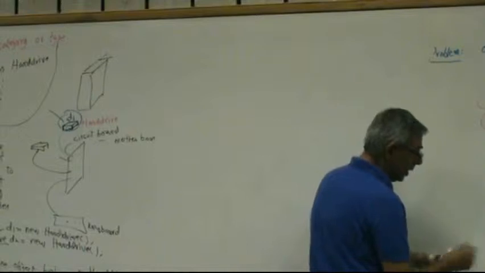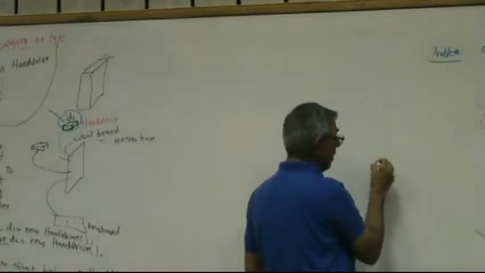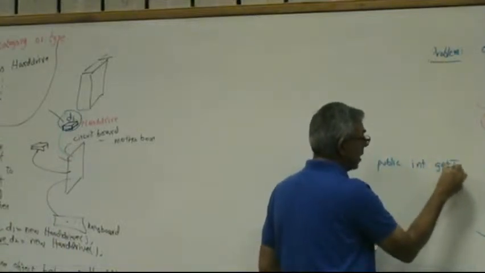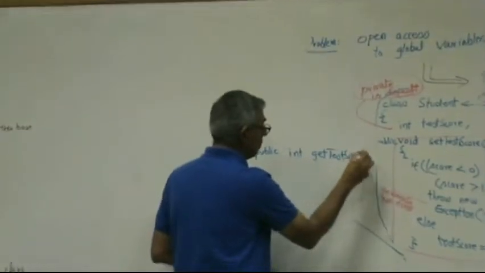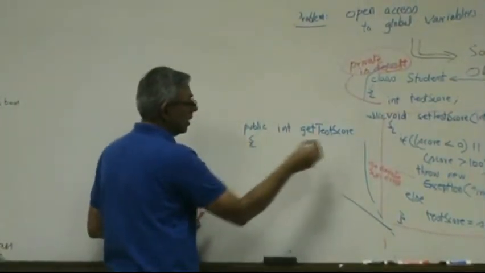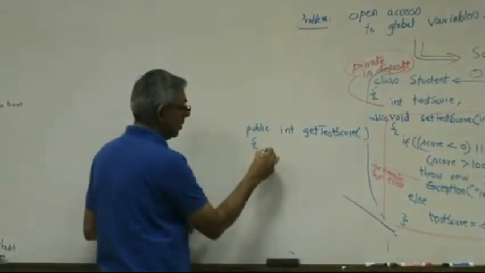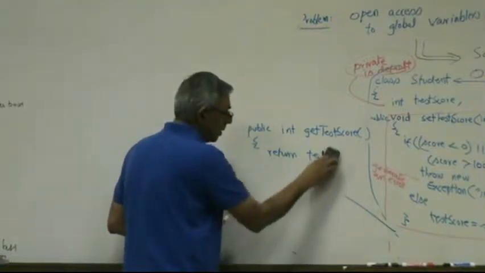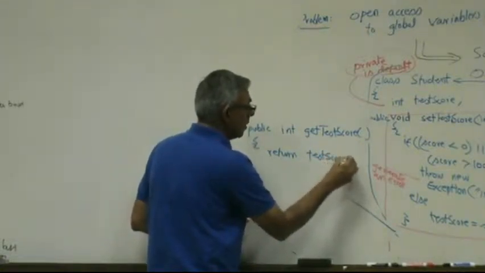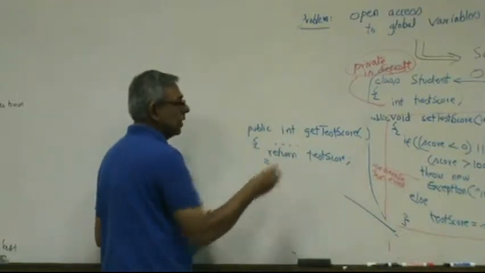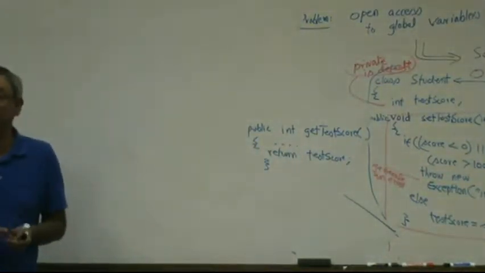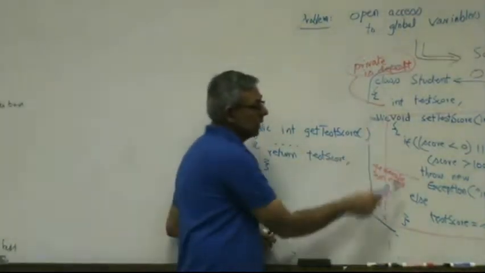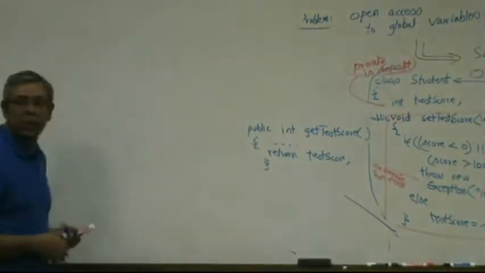Okay, so by the way, this was just the set test score. Very similarly, if we were writing the get test score, it would look something like this: public int get test score, and return test score. If we wanted to do some additional check, a security check, we can write that code over here. But as a minimum, this is how the get function will look, and this is how the set function will look for a student class.